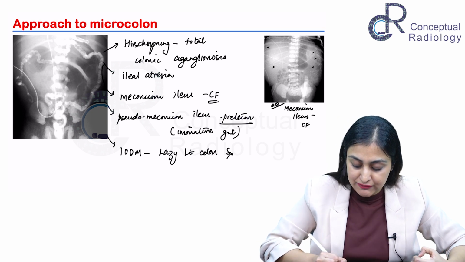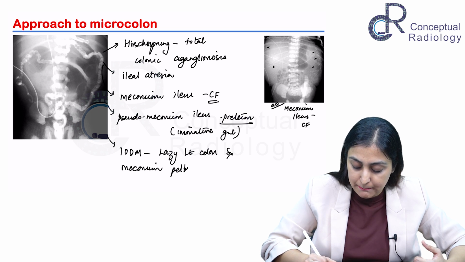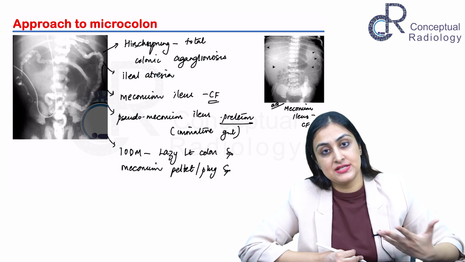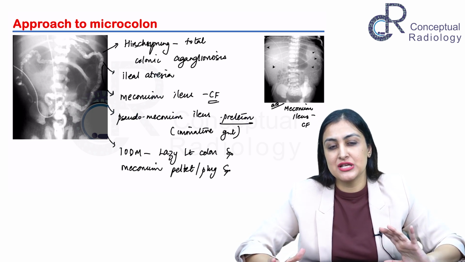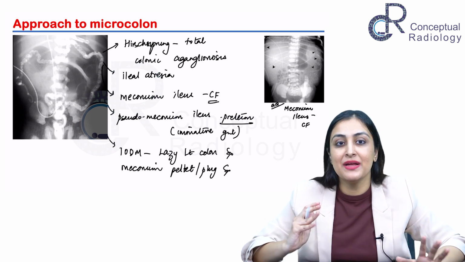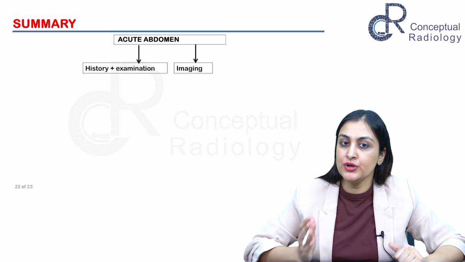This could frequently be associated with a meconium pellet or meconium plug syndrome, right? You have a plug which is blocking, and that's the result of microcolon. So these are the different differentials, and if you can answer this, you are going to top the exam again. So this is the approach to microcolon.